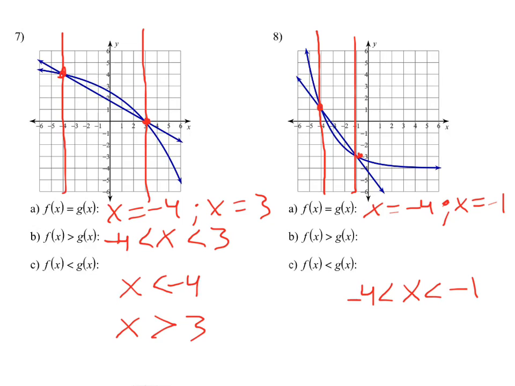For part B, the exponential needs to be greater, which is here on the right side and on the left. That's where x is less than -4 and where x is greater than -1. So pretty much the outside of that middle section.